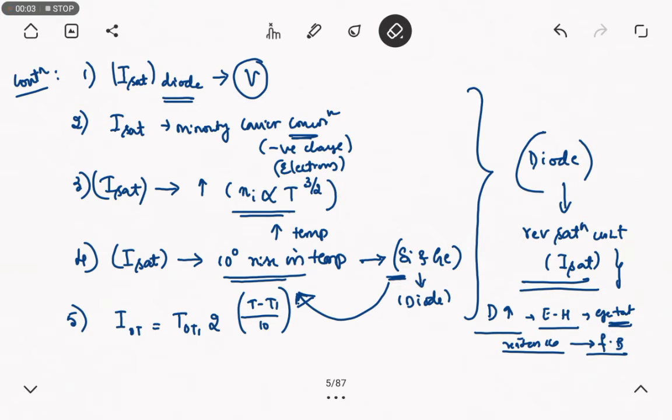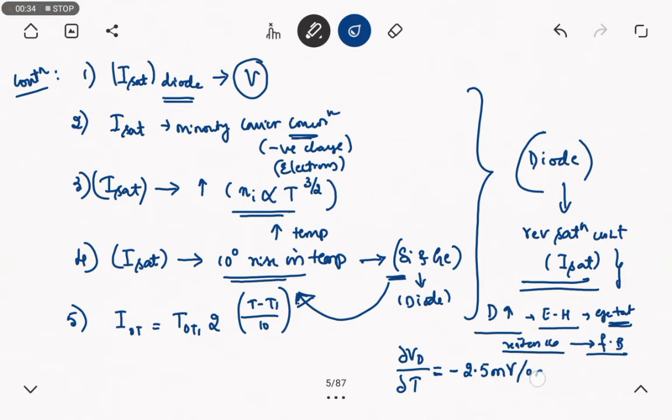The voltage drop across the diode reduces with increase in temperature, and the rate of the change of the voltage can be given by the equation. Since it is changing voltage, we can represent this as del Vd divided by del T, that is, diode voltage with respect to the temperature, which is always negative, minus 2.5 millivolt per degree centigrade. This is for both silicon and germanium diodes. This is about the voltage variation as a function of temperature.